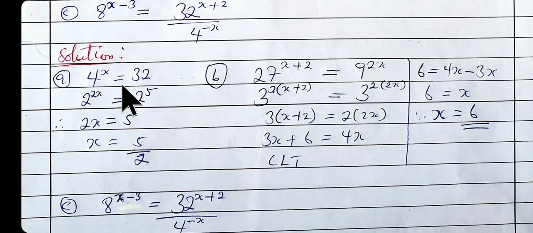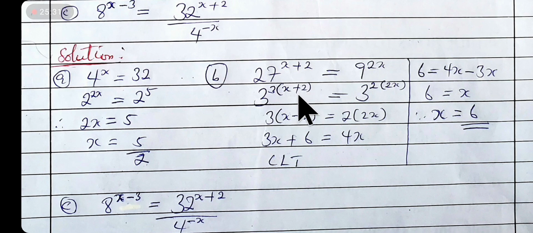4 raised to power x equals 32. 4 raised to power x is the same thing as 2 raised to power 2x, because 2 raised to power 2 will give you 4. So 2 raised to power 2x will be equal to 2 raised to power 5, which gives you 32. So the essence is to make sure that the base is the same. So 2 cancels 2. You now have 2x equals 5 from their powers. By the time you divide both sides by the coefficient of x, x will be equal to 5 over 2.